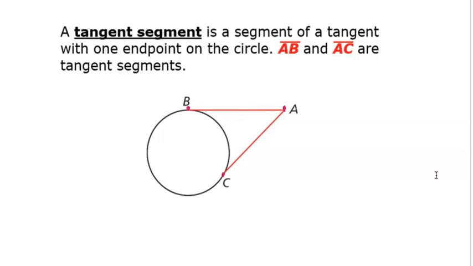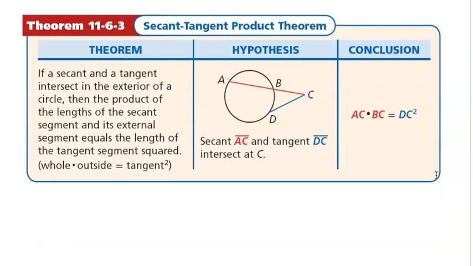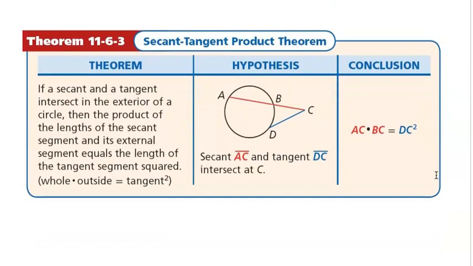Yeah. Let's see. If a secant, so this is the secant tangent product theorem. It's basically bird's beak with a modification. And the reason why it's a little bit different is because, see, this part's the same as any old bird's beak, but this part is not. Okay, so I'm going to read this part here. If a secant and a tangent intersect in the exterior of a circle, then the product of the lengths of the secant segment and its external segment equals the length of the tangent segment squared.